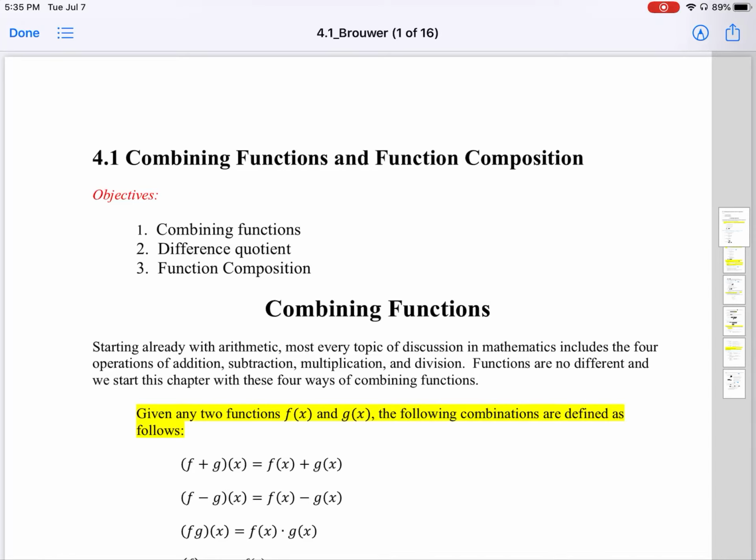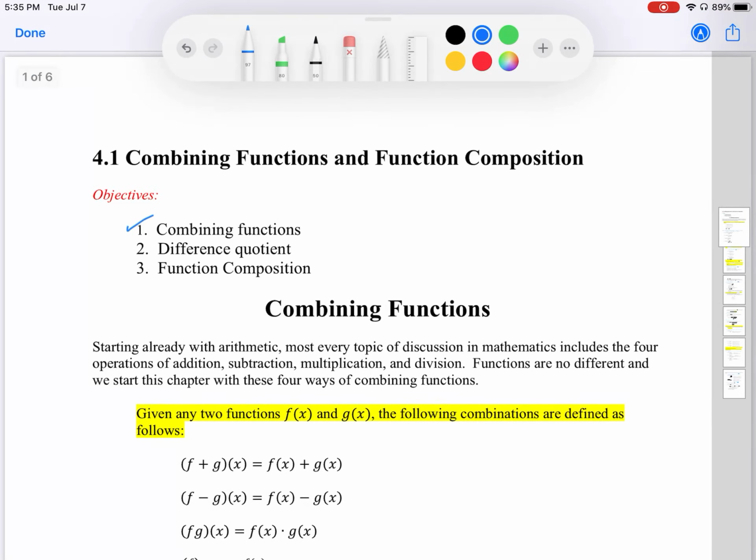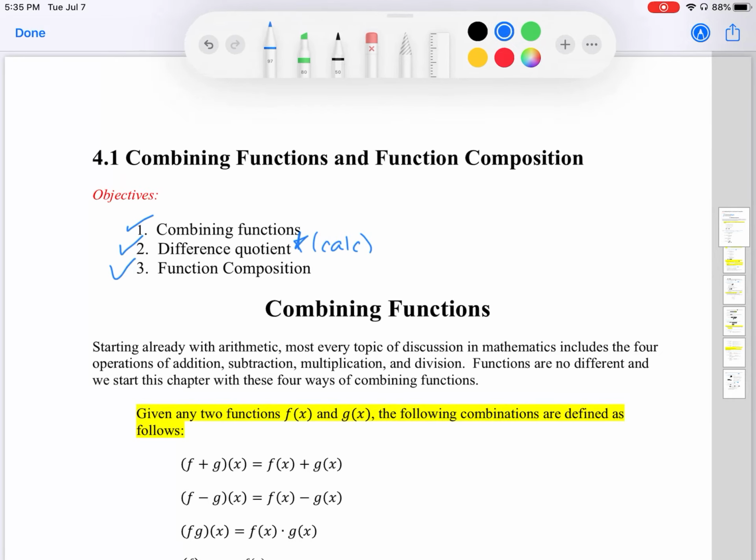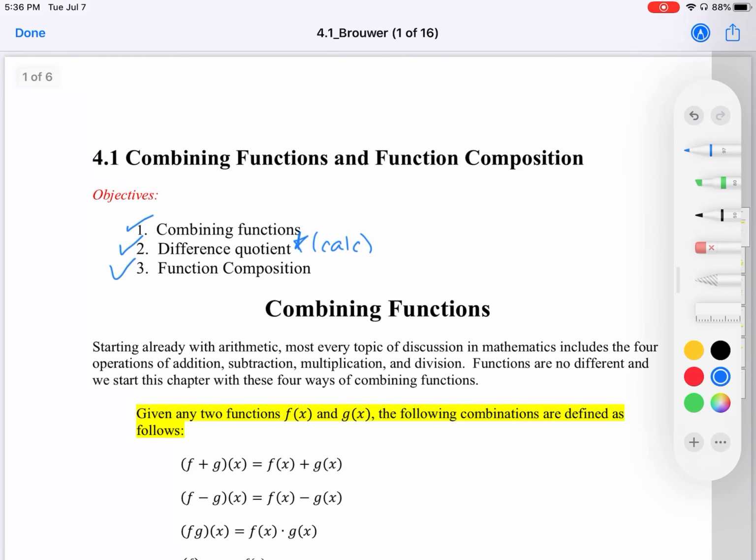Hello, let's continue with our next chapter and our first section, 4.1, Combining Functions and Function Composition. Our objectives will be combining functions, difference quotient, and function composition. Difference quotient is probably the hardest thing here in this section, but if you're interested in going on or need to get to calculus, then it's something that you will see again in the future. So it'd be great if you learn it well while you're here at college algebra.